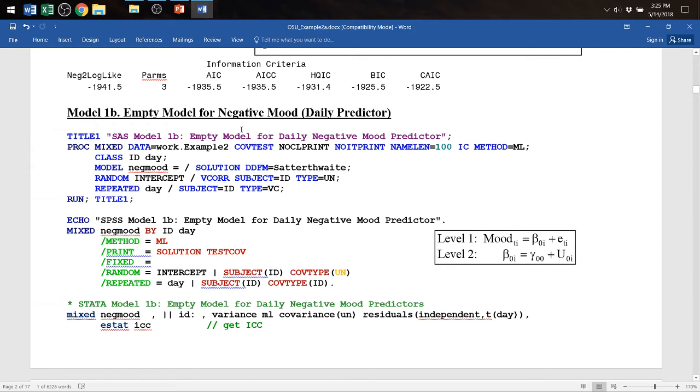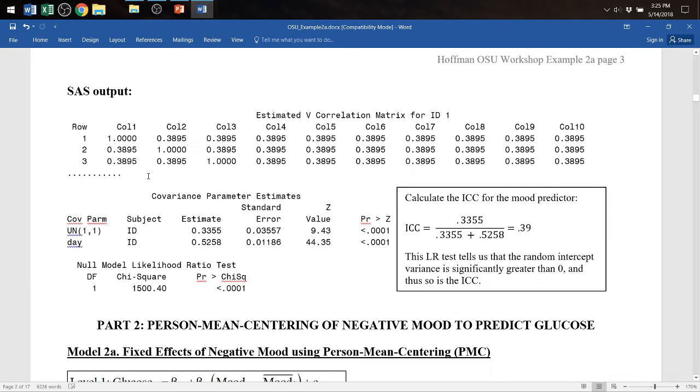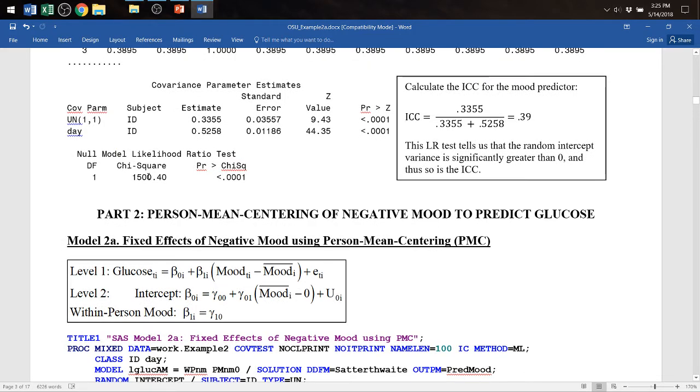Negative mood, then. Same idea. Even though I'm thinking of it as a predictor, it's a time-varying variable that I can partition its variance the same way as I did for glucose. So I'm sticking it in an empty model. Comparable figures, then. This leads me to an intraclass correlation of 0.39.